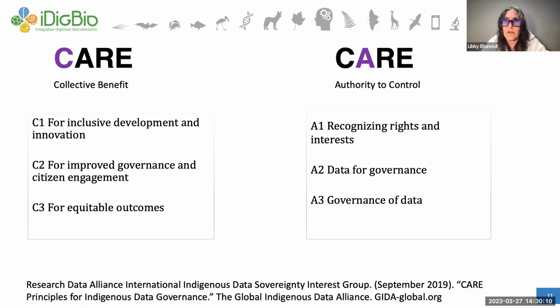So C, the collective benefit. Data ecosystems should be designed to function in ways that enable Indigenous people to derive benefit from the data, so that it's not just taking the data for our own purposes that might not relate to their original purpose. A is authority to control. Indigenous people's rights and interests in Indigenous data must be recognized and their authority to control such data respected. So you'll see some overlaps even in the FAIR data principles, of course, with Indigenous peoples and Indigenous people's rights. Taking this into particular consideration as they relate to CARE is especially important.